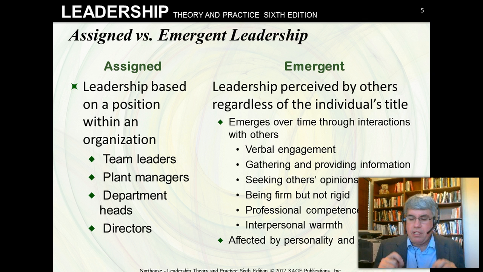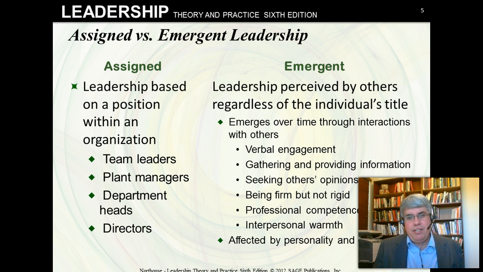Being firm, clear about what the goals are, but not being rigid, being willing to adapt to the situation. It emerges when one has professional competence and people recognize that you know how to do your job, you're an expert. And it also emerges with interpersonal warmth. When people can tell that you care about them, you're able to influence them a lot more.